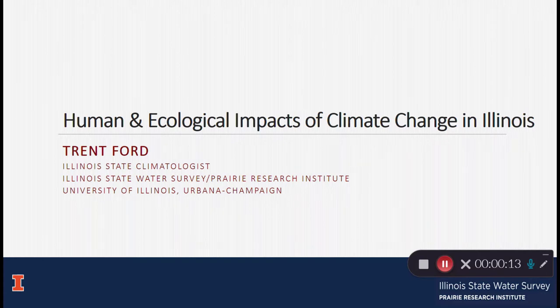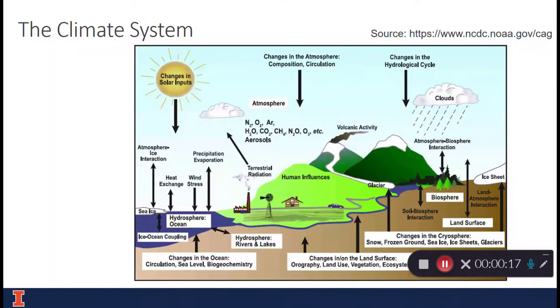Today I'm going to be talking about human and ecological impacts of climate change here in Illinois. So first we need to get an understanding of what the climate system is. A lot of folks associate the climate system with the atmosphere, and that's definitely part of it. But so are the biosphere, all of our vegetation, our oceans, our ice, and all of our land and subsurface. What this means is that any change in any of these systems affects change in all of the other systems.